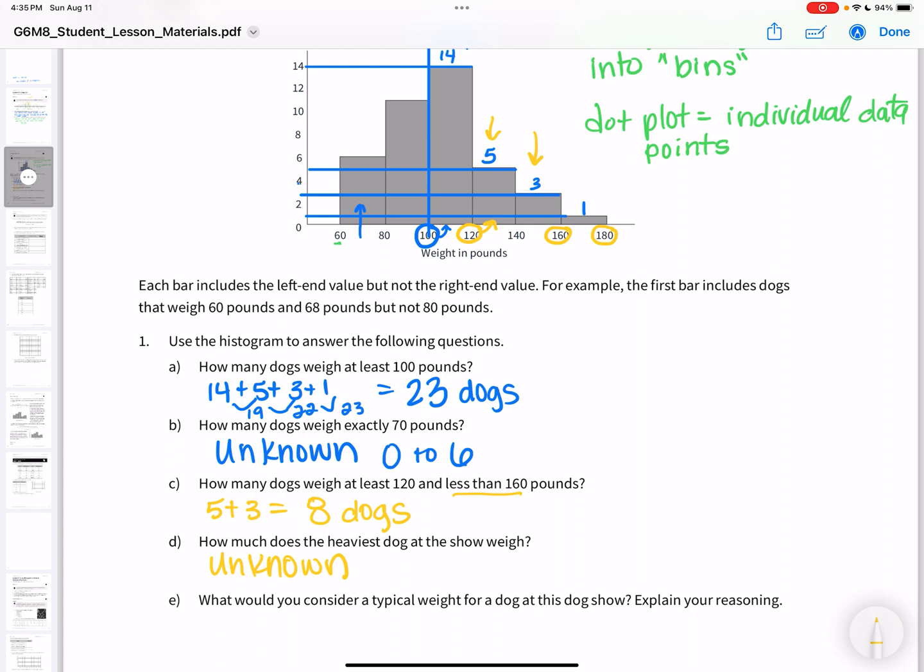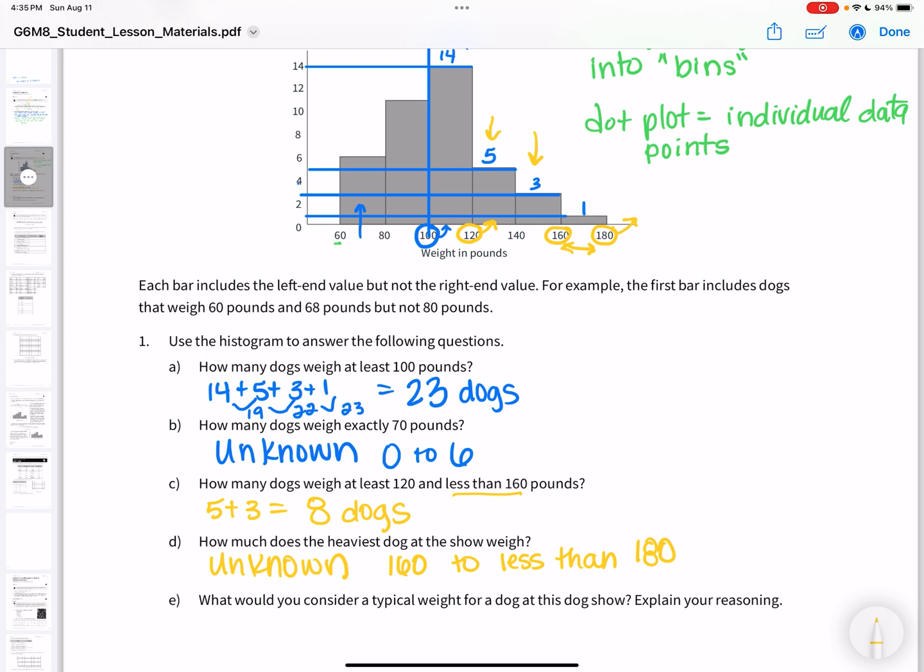But we do know that it has to be between 160 and 180. We know there's one data point in there, and it has to be 160 or more but less than 180, because 180 would go with the next bar over. So 160 to less than 180. But we don't know the exact weight. If we had a dot plot, we could know the exact weight.